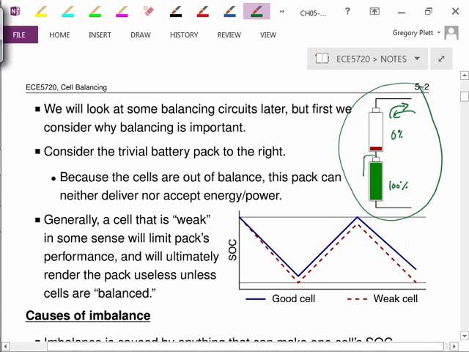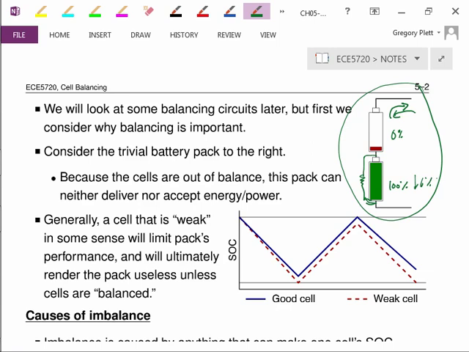individually drain charge from this cell by putting some kind of a resistive load in parallel with that cell, and then that would bring this cell down to 0%. We've wasted energy as heat, but we've brought the pack into a configuration where now both cells are at 0% state of charge, and now I can charge the battery pack normally and bring both cells up to 100% state of charge.